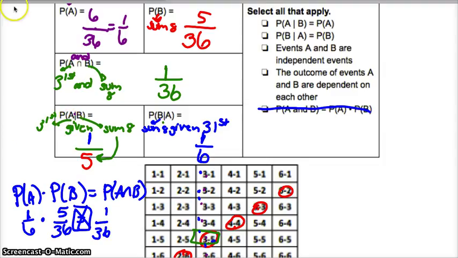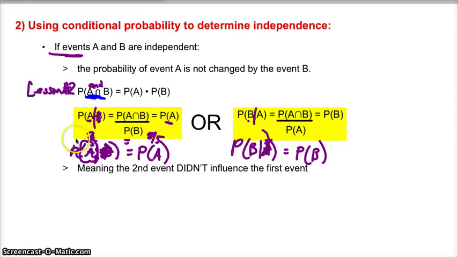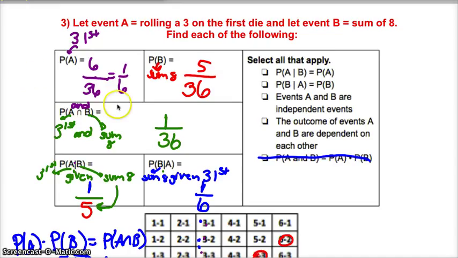Let's check some of the others. It says if the events are independent, then the probability of A given B should equal the probability of A. So let's check it here. Does the probability of A given B, which we found to be 1 over 5, equal the probability of event A, 1 over 6? No. Not going to select that option. Let's try another one. The probability of B given A we found is 1/6. Does it equal the probability that we calculated for B, 5 over 36? No.